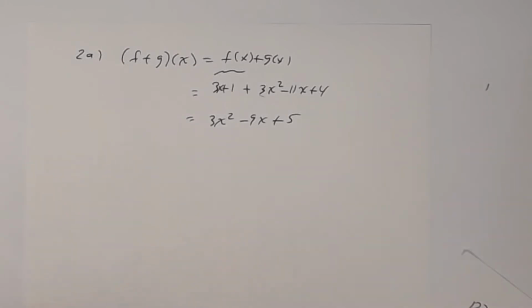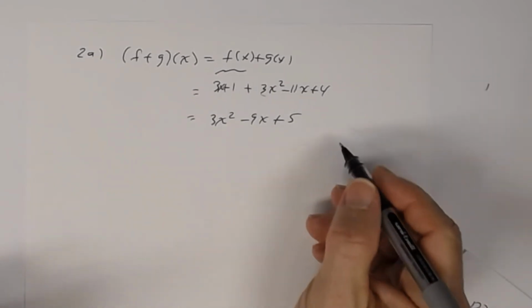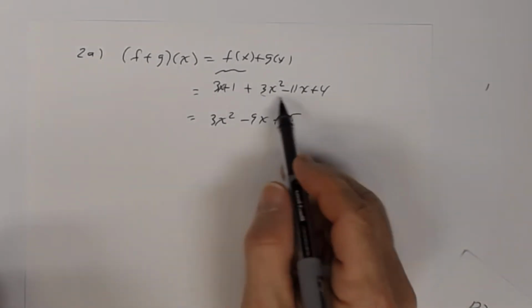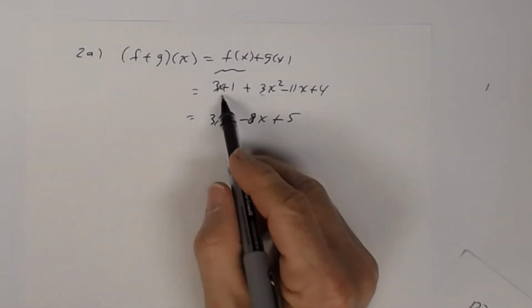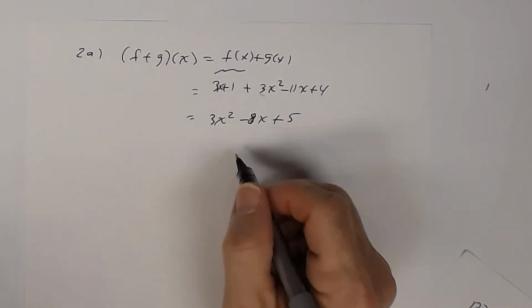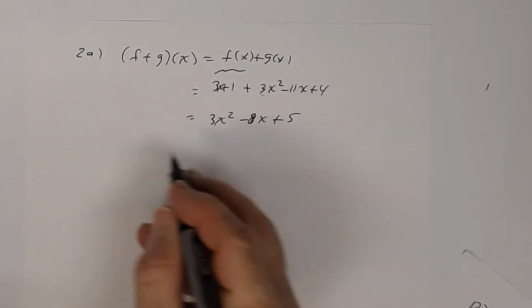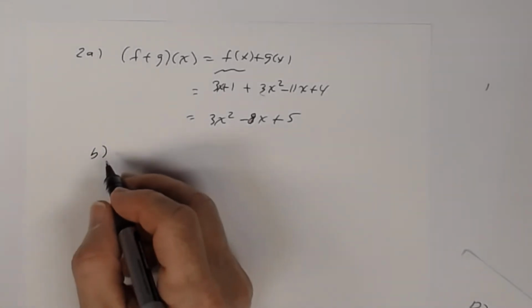Okay? I'm sorry, I didn't mean 9. That's 8x, right? So 8x. So 3x and a negative 11x is 8x. All right, so that's letter A.